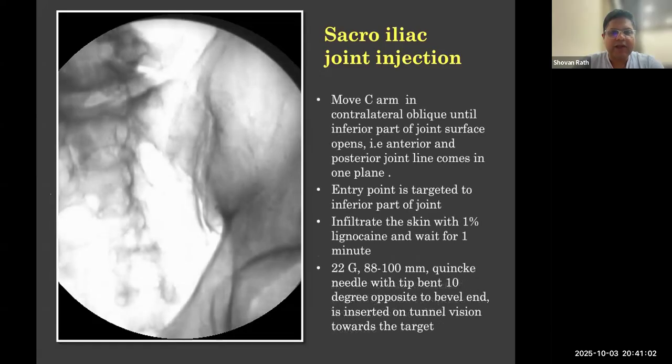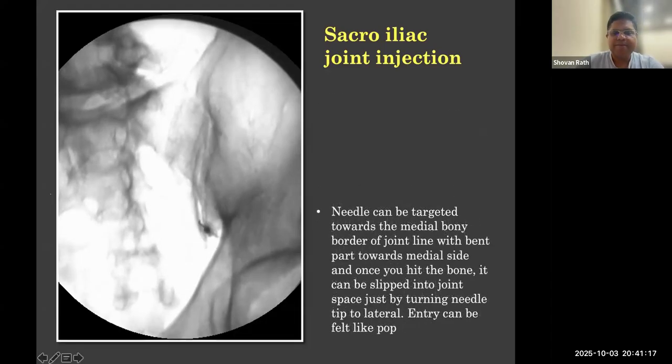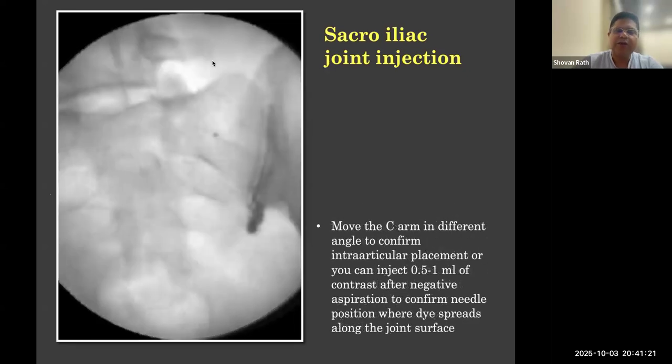Just after squaring, after making the AP view, just turn to the opposite side, and now you can see that there's a clear canal. The SI joint is visible. Now you'll be entering at this point. You can feel the pop-up while entering into the joint. Then you put some amount of dye. The dye will be spreading along the joint and you can put your drugs inside.